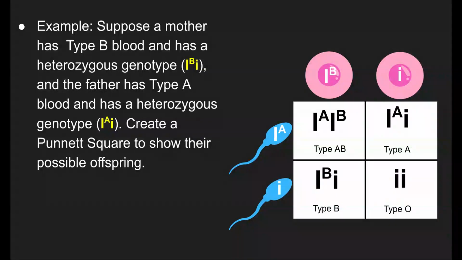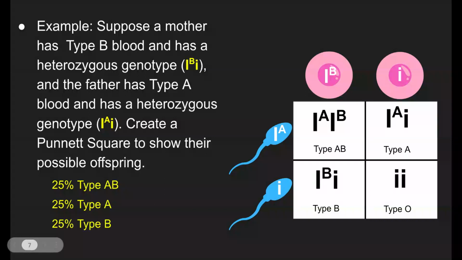So if you wanted to figure out the percentage chance that this couple has for producing offspring with these blood types, this couple has a 25% chance of producing an offspring with type AB blood because 1 out of the 4 boxes was type AB. They have a 25% chance of producing an individual with type A blood because 1 out of the 4 boxes was type A. They have a 25% chance of producing an offspring with type B blood because 1 of the boxes out of 4 was type B. And the same goes for type O. 1 of the 4 possibilities was type O, so that's a 25% chance.